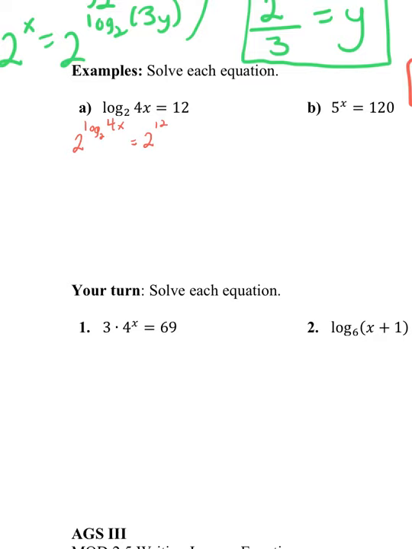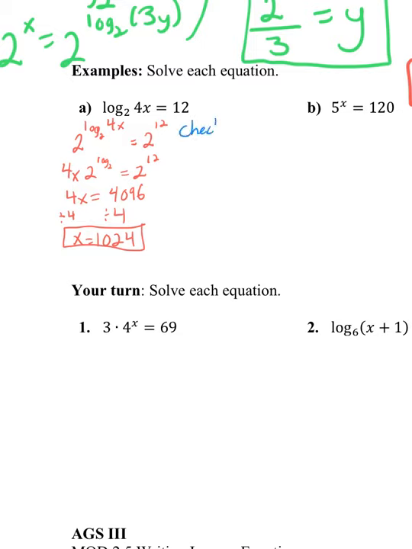This 2 to the log base 2 is going to become just 4x, and the other side is 2 to the 12th. So we get 4 times x equals 2 to the 12th, which is 4,096 when I put that in my calculator. I divide both sides by 4, and I get x equals 1,024. Once I find that answer, I'm going to go back and check. To double check it, I just need to plug 1,024 into this problem.